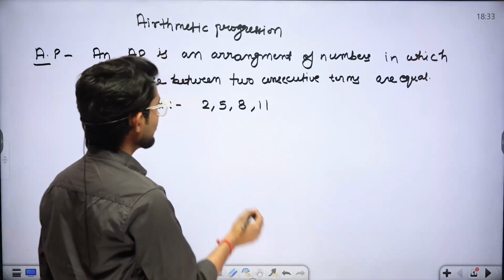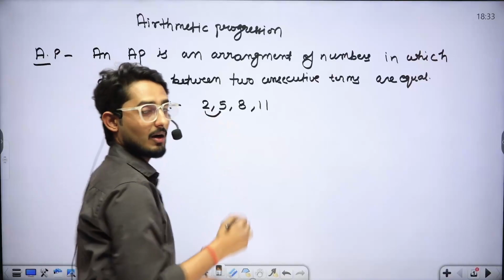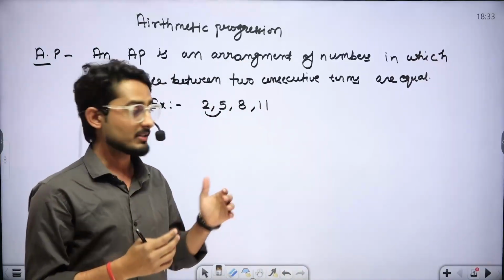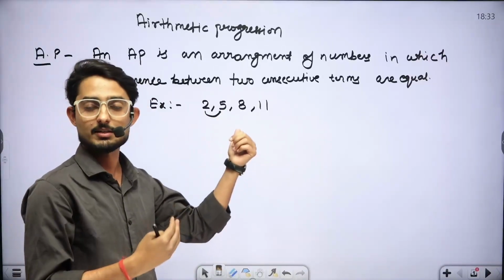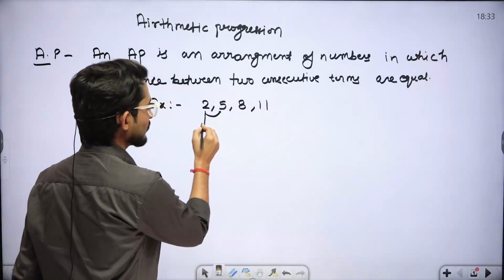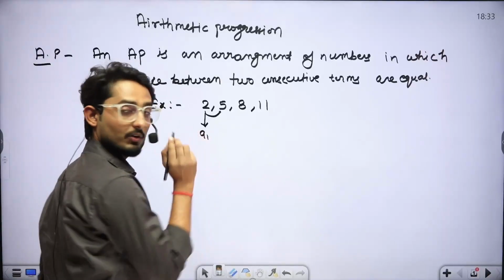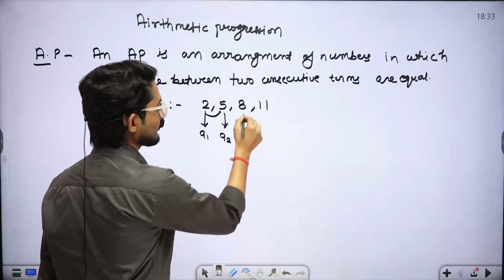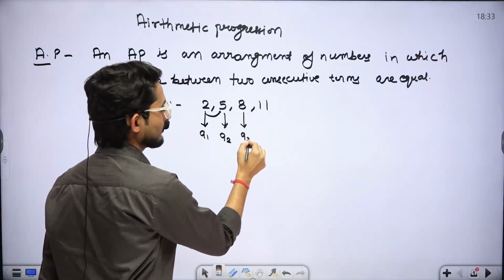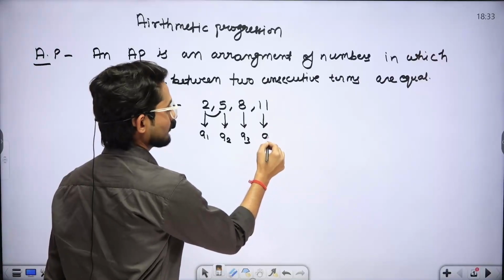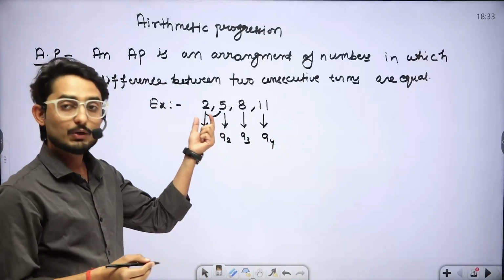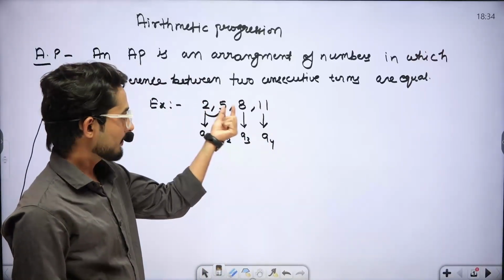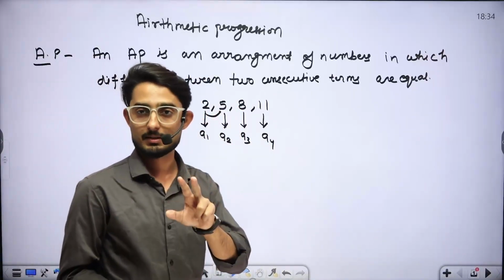What are consecutive terms? Consecutive terms means terms one after another. It means this 2 and this 5 are consecutive terms, where one is preceding and the second one is succeeding. Here this term is known as A1, the first term. This term is A2, the second term. This is A3 and this is A4. Now we will find the difference between two consecutive terms, the two nearest terms.